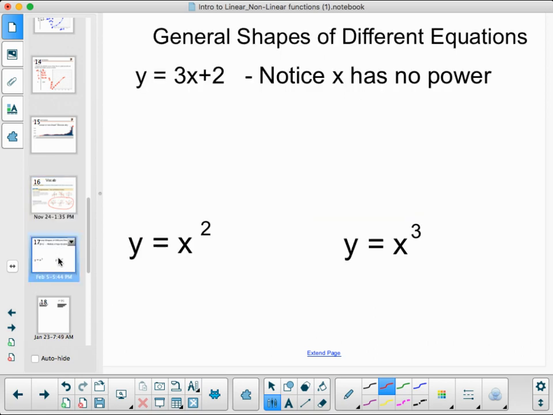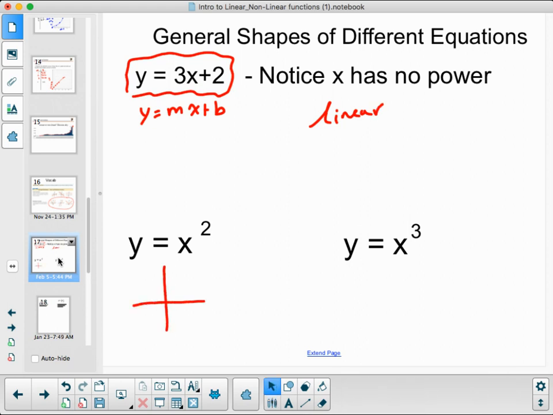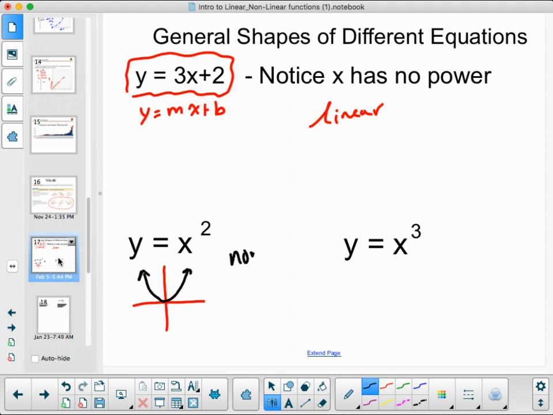Another way that we can tell is by just looking at what power the x is. We said that this equation, 3x plus 2, would be linear because it's in that mx plus b format. If you look here, x has no power. Okay, and if x has no power, it's linear. If x does have a power, like x squared, it's a parabolic curve. Okay, this is going to have a U shape when graphed, nonlinear.